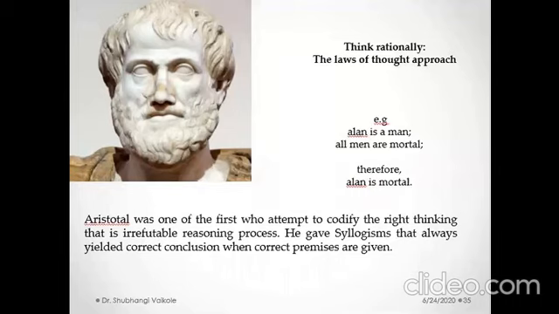Aristotle was one of the first who attempted to codify right thinking, that is, the irrefutable reasoning process. He gave syllogisms that always yield correct conclusions when correct premises are given. So based on the correct premises, the correct conclusions are drawn and the system can think rationally.